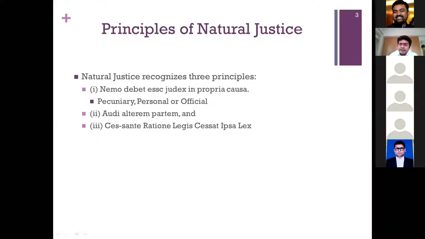Sir, myself Saurabh Kumar Pandey. Sir, it means no one should be made a judge in his own cause, or the rule against bias.